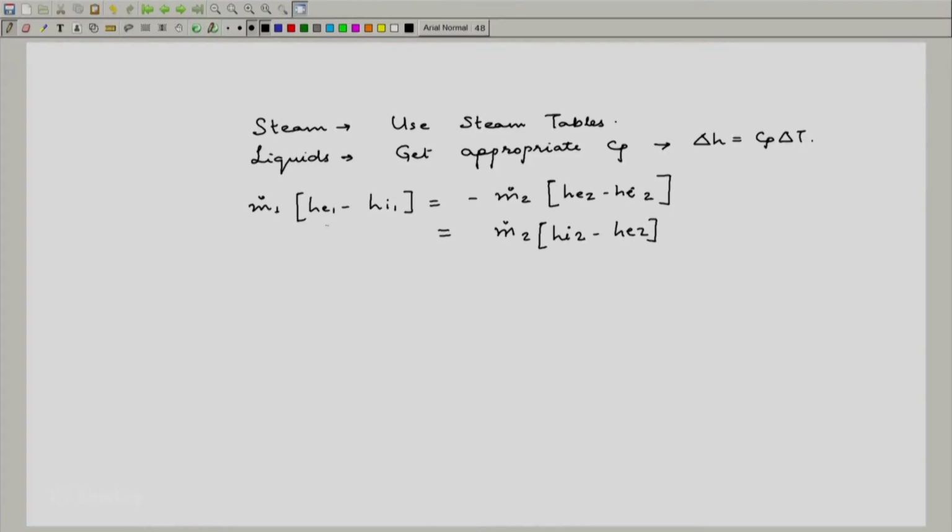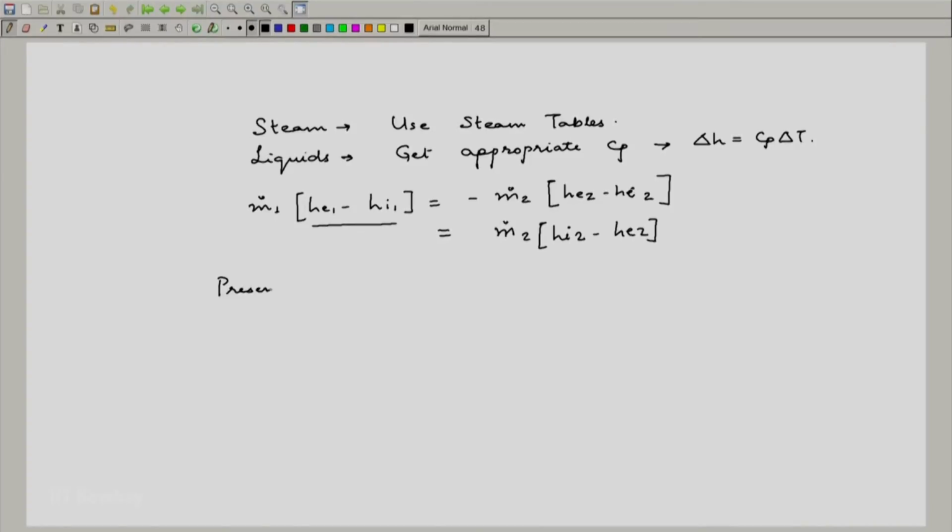Now of course, if the enthalpy of stream 1 increases, that is He1 is greater than Hi1, this automatically means that the enthalpy of stream 2 decreases, and that is because it is passing on energy to stream 1, and hence the inlet enthalpy of stream 2 would be greater than the exit enthalpy of stream 2, and vice versa. You could have as well assumed that stream 1 is the one which is losing energy and stream 2 is the one which is having its enthalpy raised.